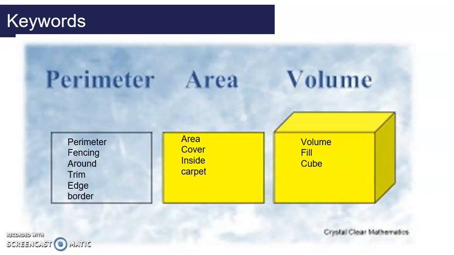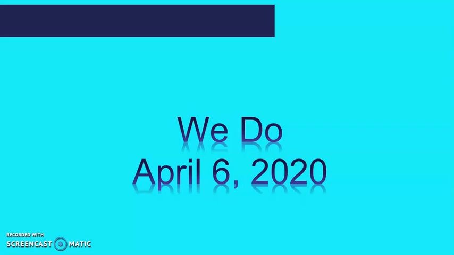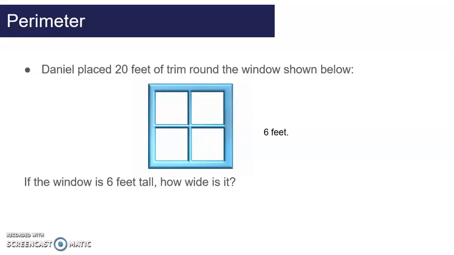These are words that indicate to you that you are probably looking at area. And for volume, you'll see a word such as volume, fill, cube. So these are words that you know mean volume. Okay, so let's look at our we do for the day. So we're going to start with the perimeter problem.